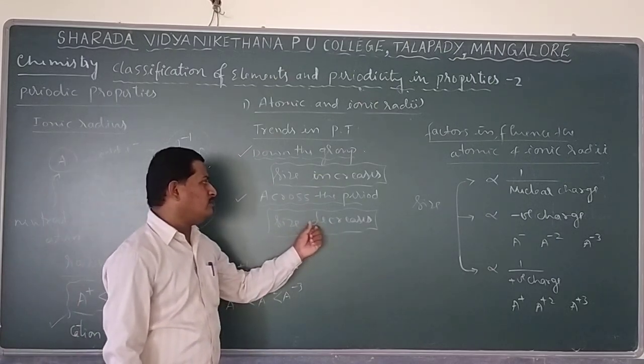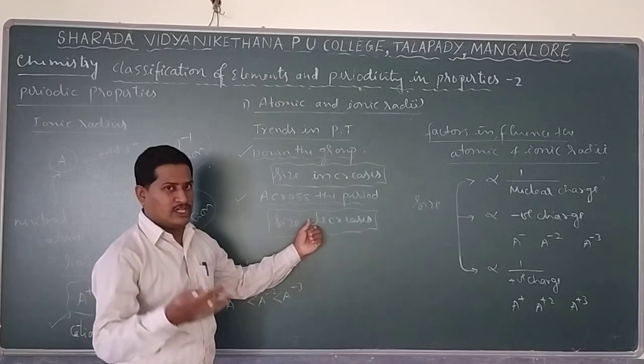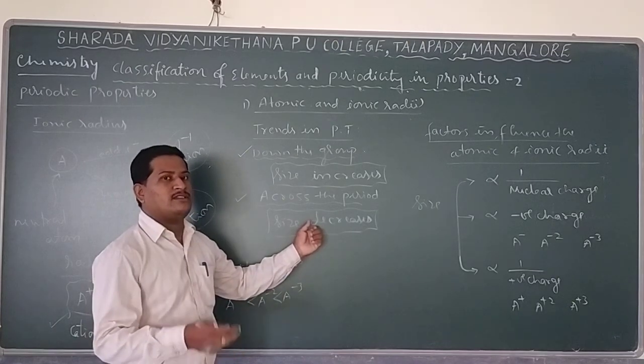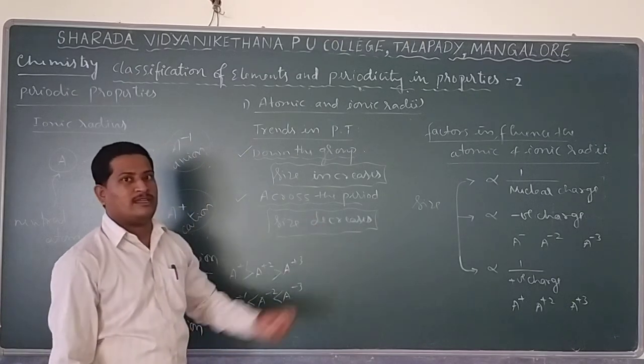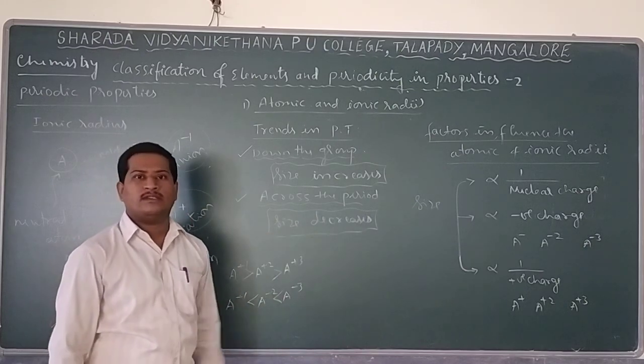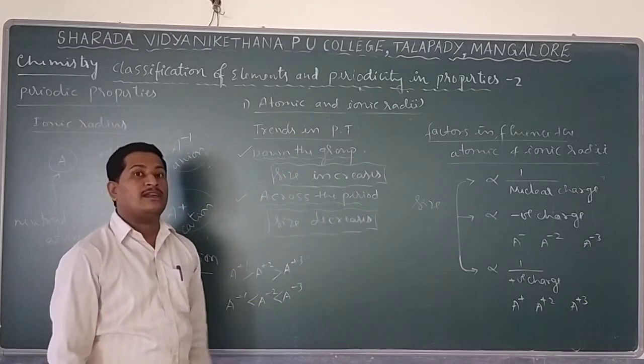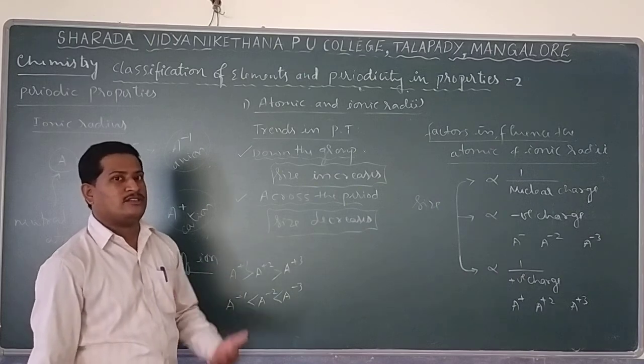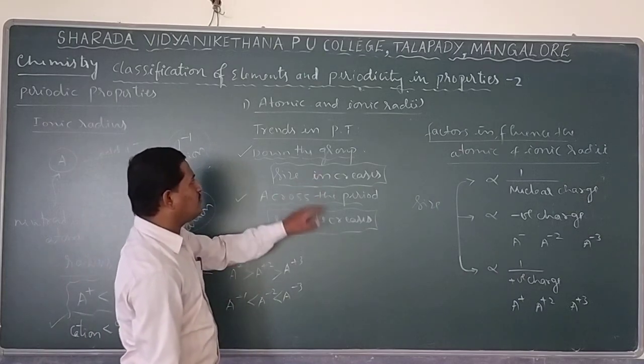And also here one more factor, effective nuclear charge. Proton number goes on increasing, that is why size goes on decreasing. Remember, as the number of protons increases, size goes on decreasing. Nuclear charge goes on increasing. So this is the trend we have to remember.